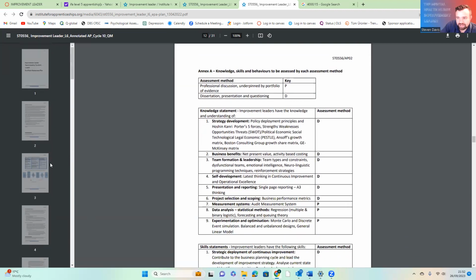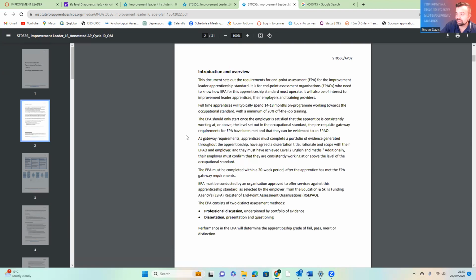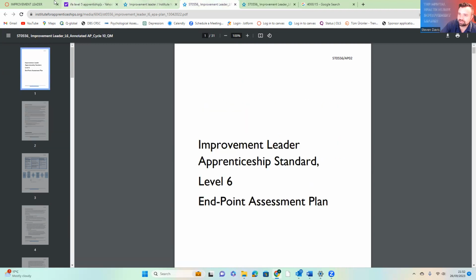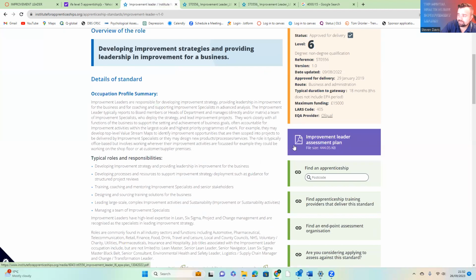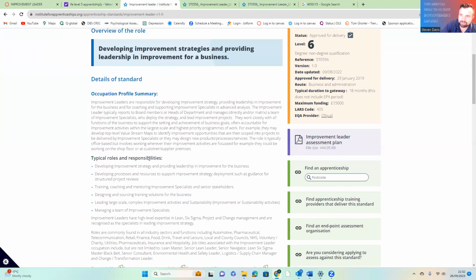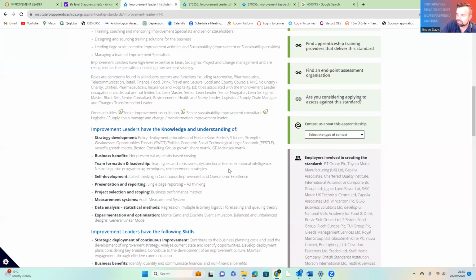So 2 assessment methods then, professional discussion and your dissertation. So no problems there. And again, you'll have lots of time to get that done. Now, you can find further information on there. When you click there, you'll be able to go to the improvement leader. You'll be able to see that. So there's no problems there.